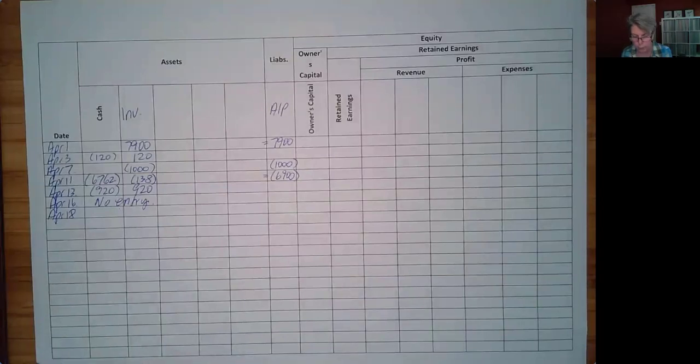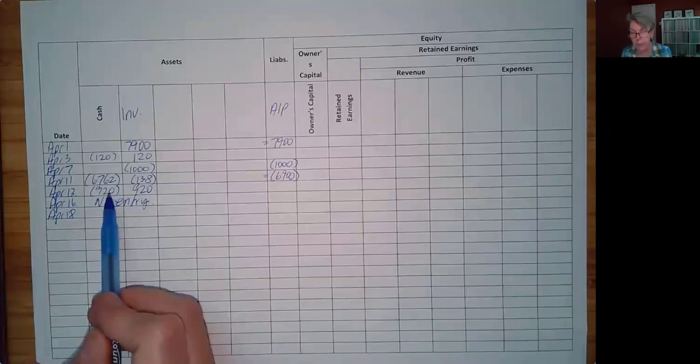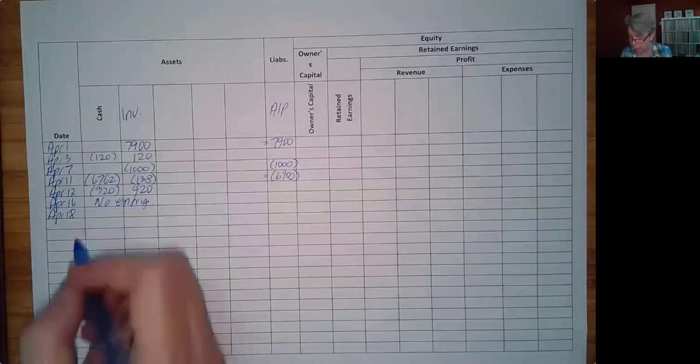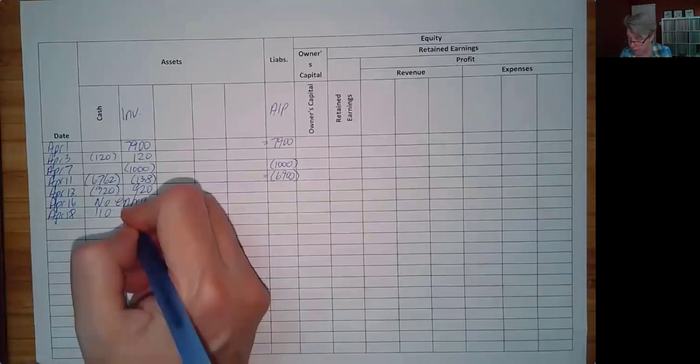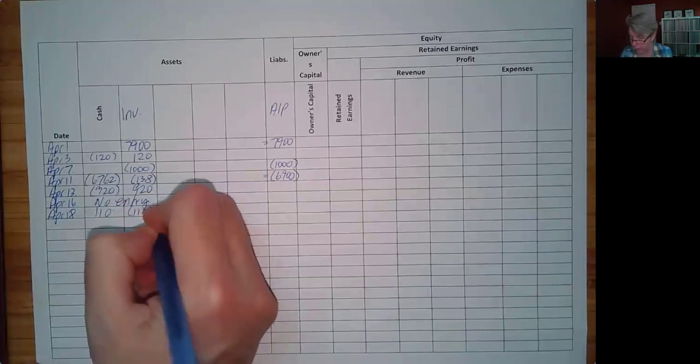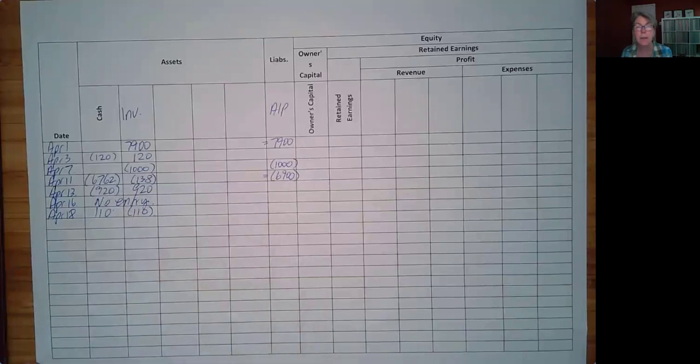Next, April 18th. Received a cash refund from Nikki Sports for a return. The return was due to inventory that was damaged in transit, $110. So what did we get? Well, we got cash because they gave us money, right? Because we paid originally in cash, they're giving us cash back. We got $110 back. What did we give away? Well, we gave away the damaged inventory because the damaged inventory isn't worth anything to us. So inventory reduces by $110.